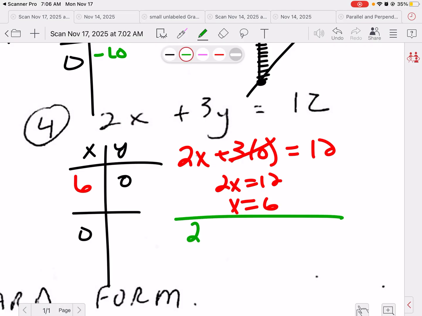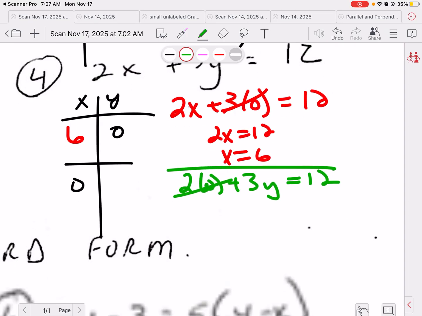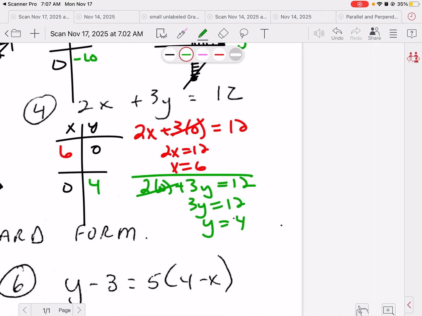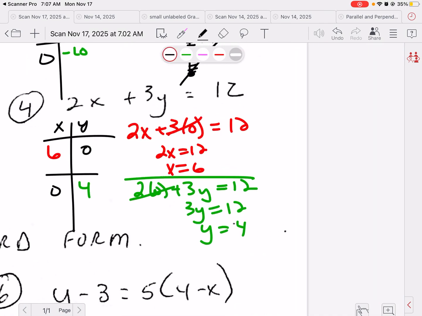And if we plug in 0 for y, 0 for x this time. My goodness, I'm having a rough morning. I'm sorry. So my x goes away, so we're left with 3y equals 12, so therefore y equals 4. At least we have a baby graph this time.